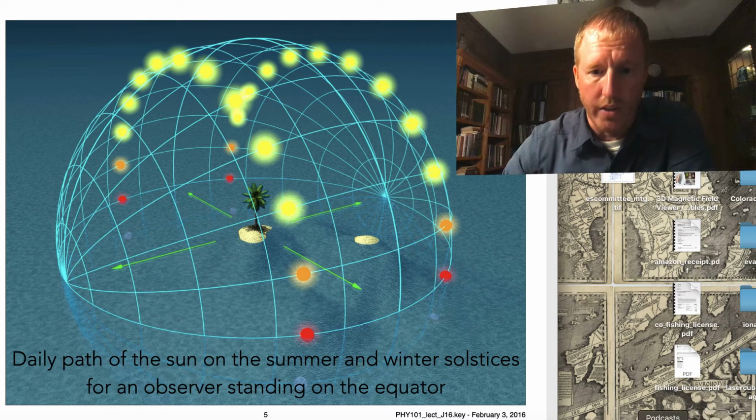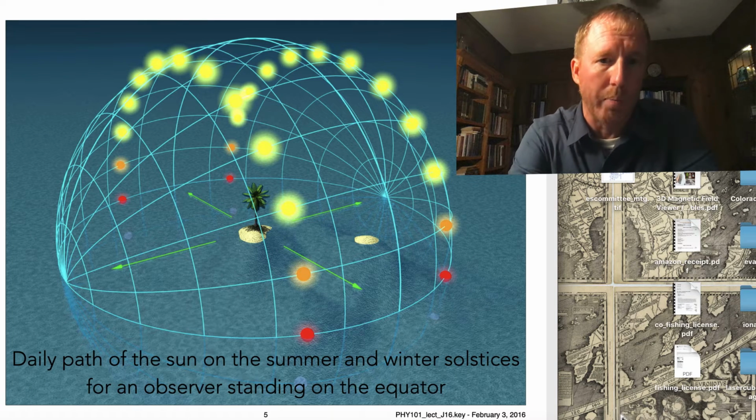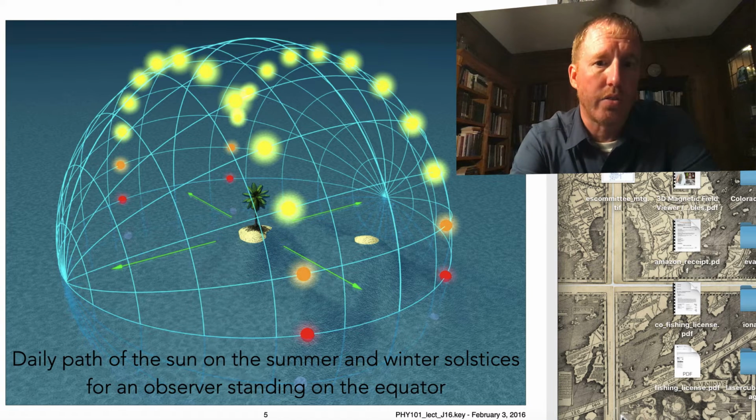On this slide, which I think I got this image from, it might even be from Wikipedia, I don't remember where I got it from, this slide indicates the path of the sun on the summer and winter solstices for an observer who is standing on the equator. So this is kind of a cartoon. You imagine you're standing on that island in the middle of the diagram with the palm tree. The four green arrows represent you looking out to sea in different directions.